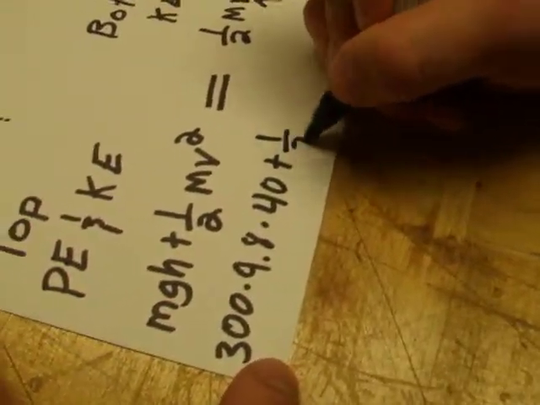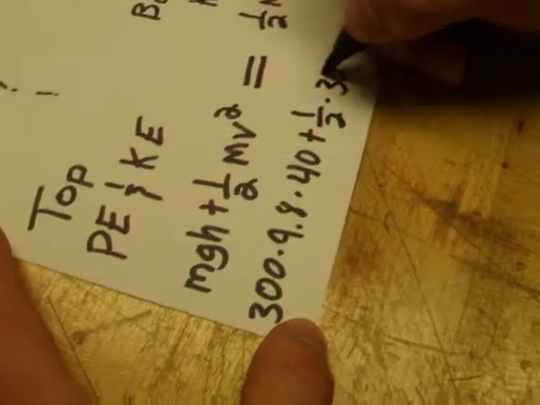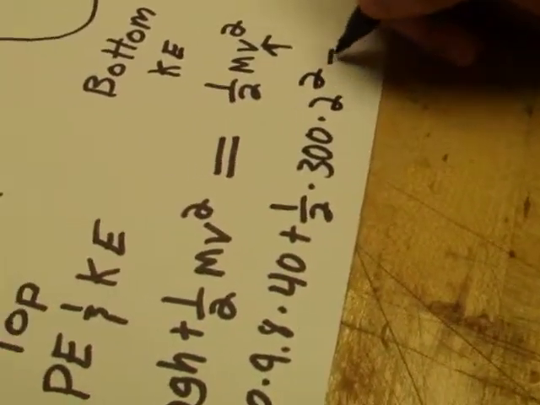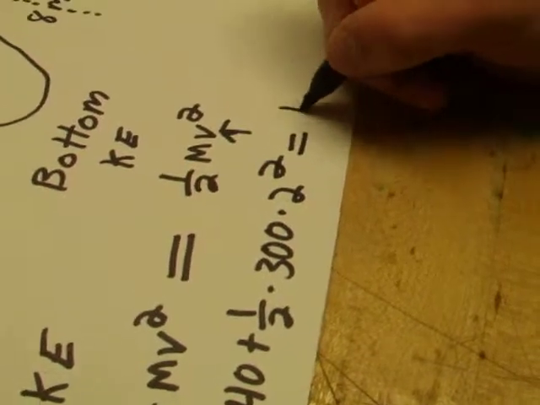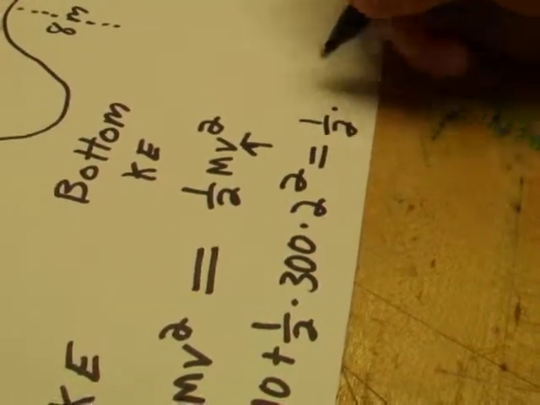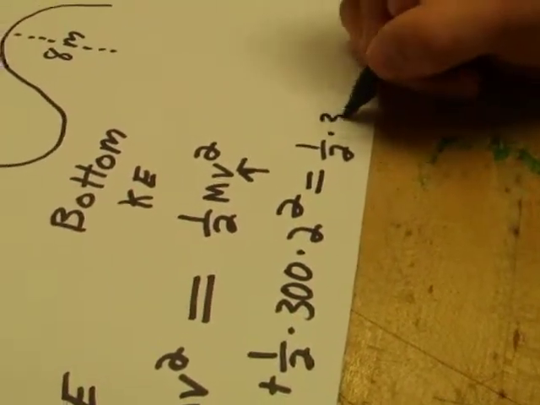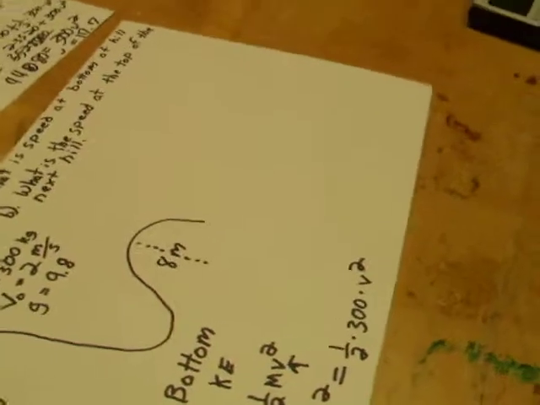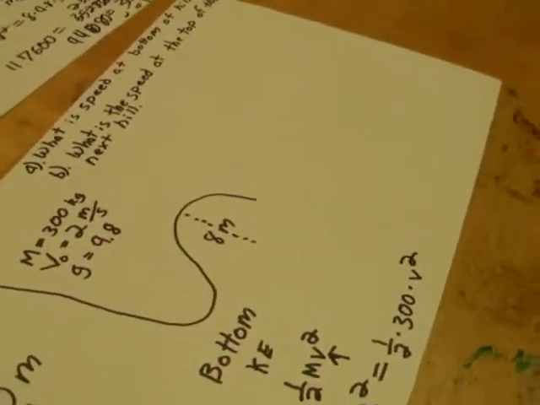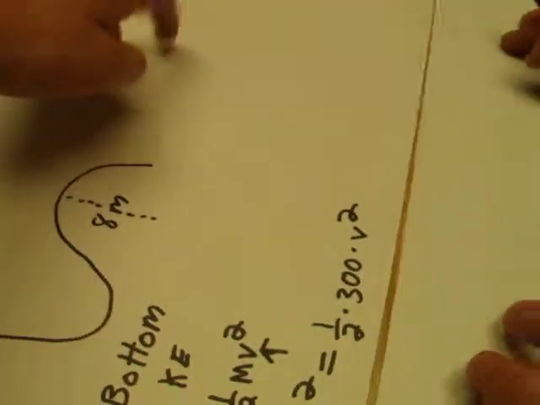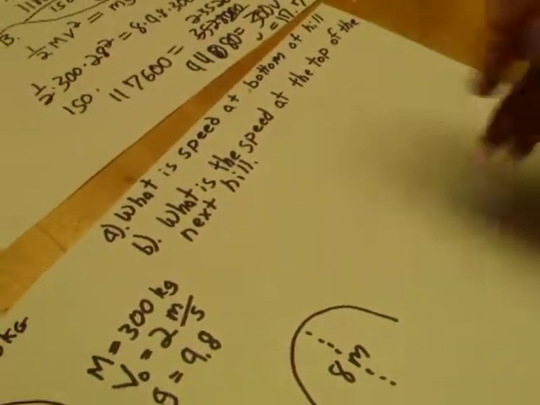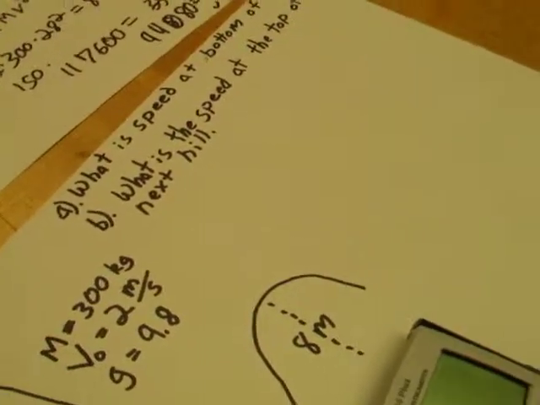Plus 1/2 times the mass times the speed squared equals 1/2 times 300 times v squared, which we are solving for. So we'll do the little work here. We'll type it on our calculators.